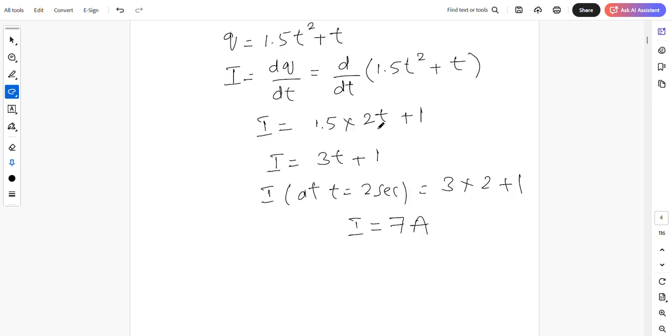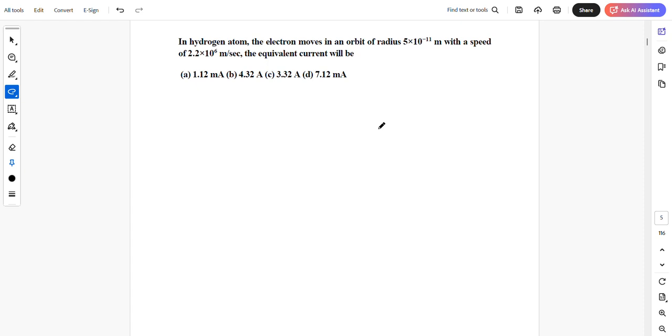Now let us see the next problem. In a hydrogen atom the electron moves in an orbit of radius 5 × 10^-11 meter, and the speed given is v equal to 2.2 × 10^6 meters per second.